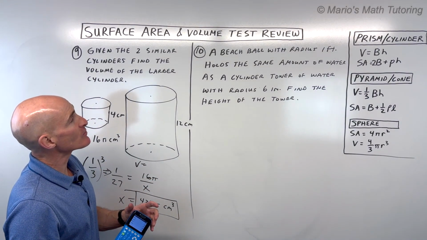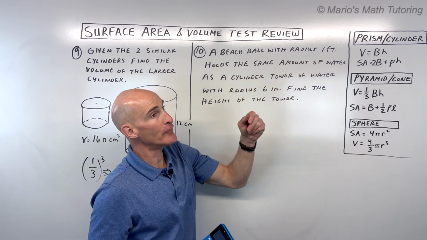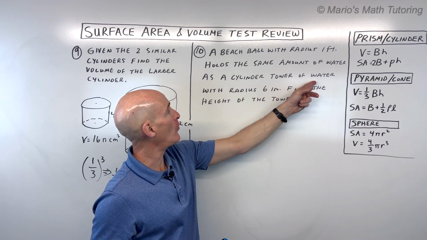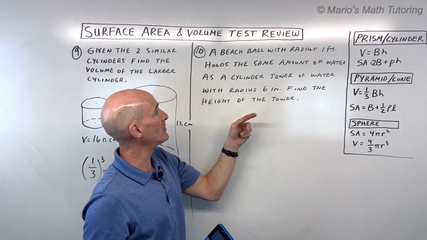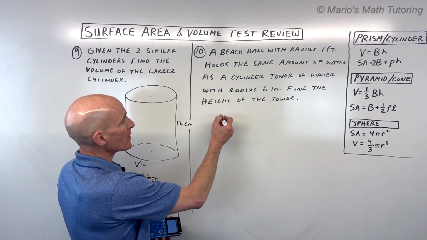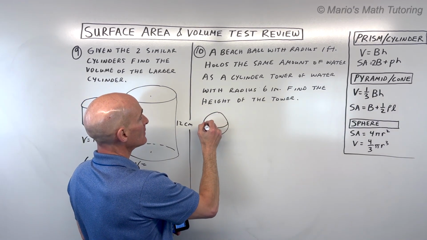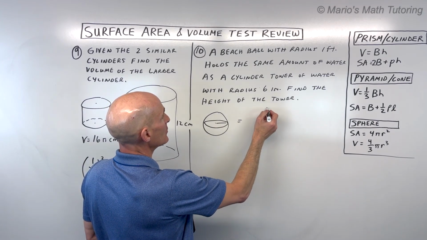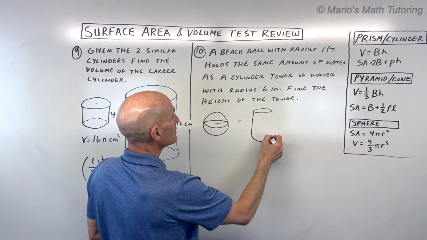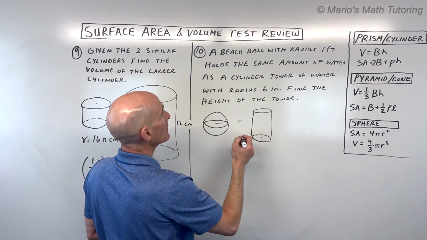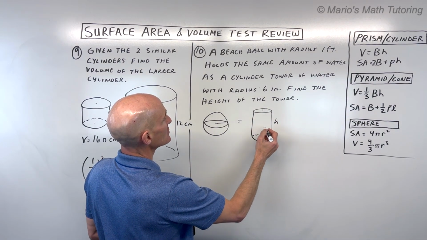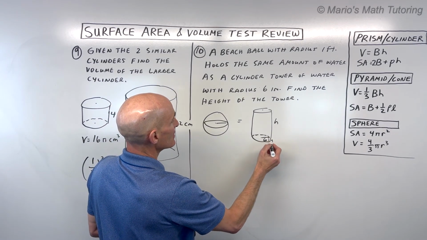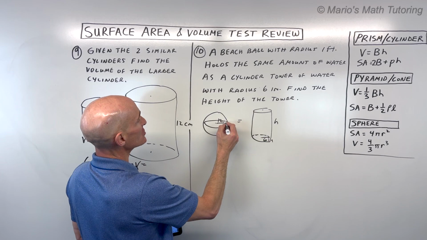Now for number 10, last problem, it says a beach ball with a radius of 1 foot holds the same amount of water as a cylinder tower of water with radius 6 inches. Find the height of the tower. So let's just draw a little picture. We've got this beach ball. It has a radius of 1 foot and it has the same volume, we'll just say equals, this cylindrical tower, and we're trying to find the height of the tower, and this one has a radius of 6 inches. So let's write that as 6 inches. Let's make this a foot, which is going to be 12 inches.